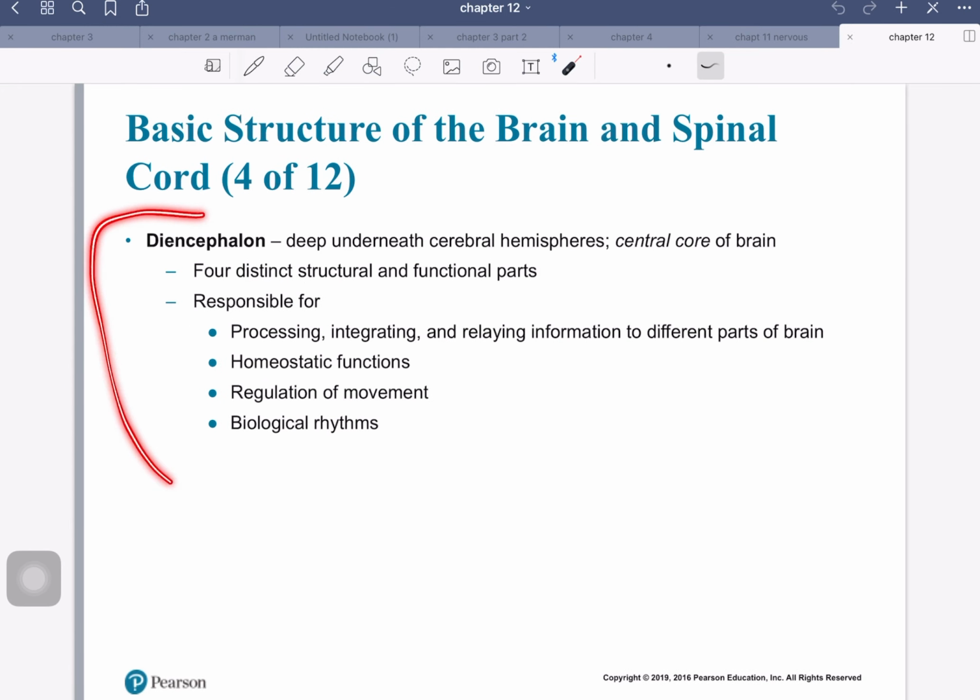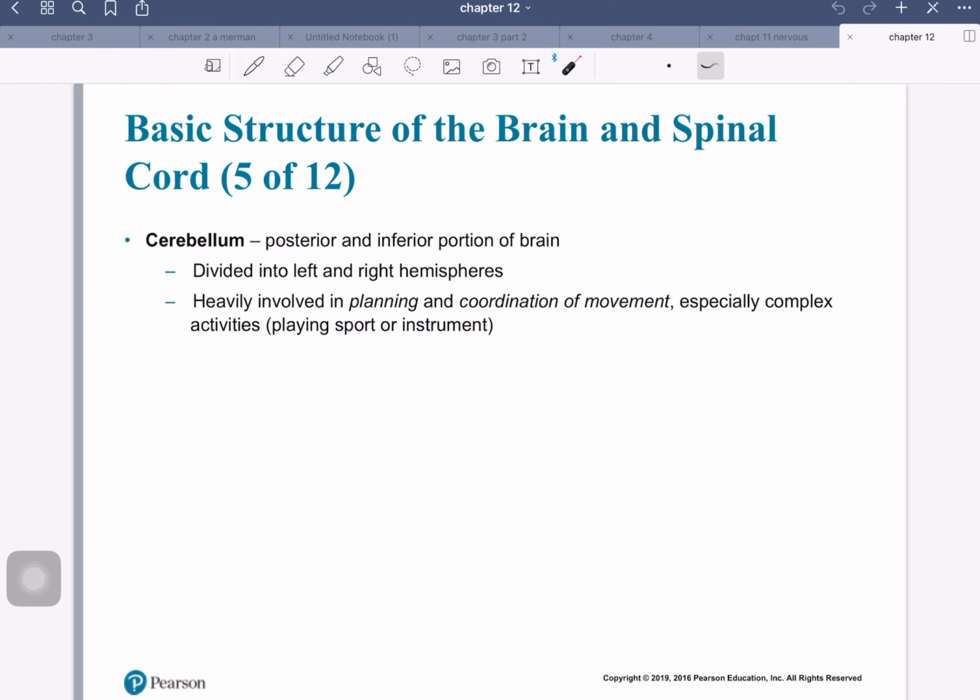The diencephalon, sometimes it's called the diencephalon, you can pronounce it either way. It's deep underneath, and it's the central core of the brain, and it has 4 distinct structural and functional parts. So it's responsible for processing, integration, relaying information to different parts of the brain. It helps to sort through information coming up, sensory information, and deciding which part of the brain it should be sent to. It also has homeostatic functions. It has regulation of movement and biological rhythms. And once again, we'll get into some of these in a bit more detail. We're just having a quick overview at this point.